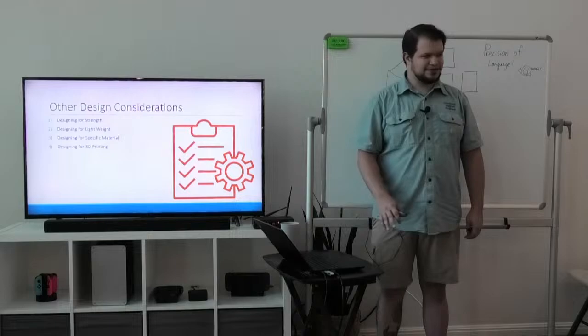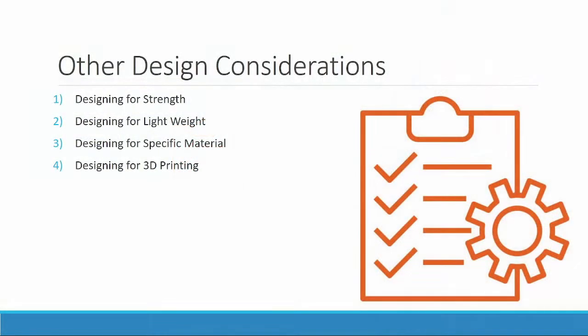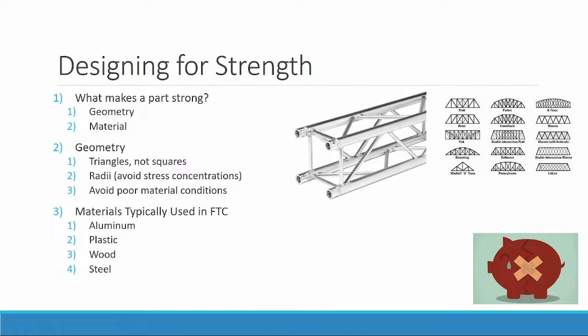Other design considerations. When you're looking at designing for something you need to be strong, or designing for something that's lightweight, or you're designing around a specific material, or you're designing around 3D printing, there are certain considerations that you should think about as you're designing. So the first one is strength. What makes a part strong? Any ideas what makes a part strong?